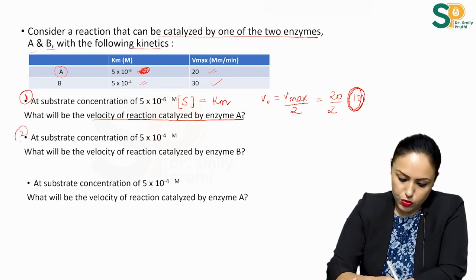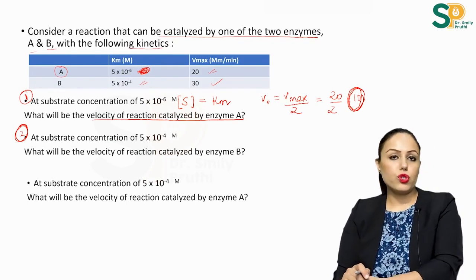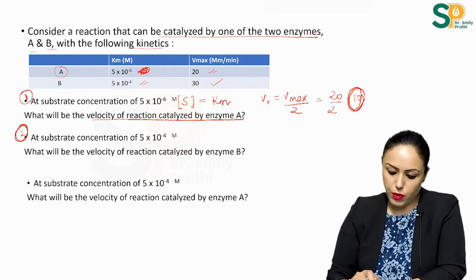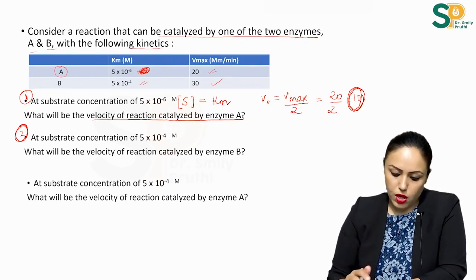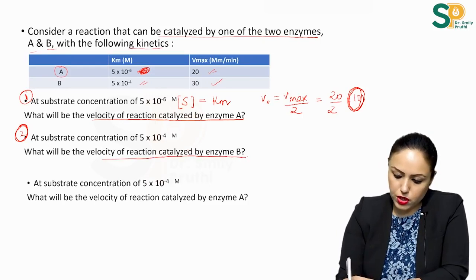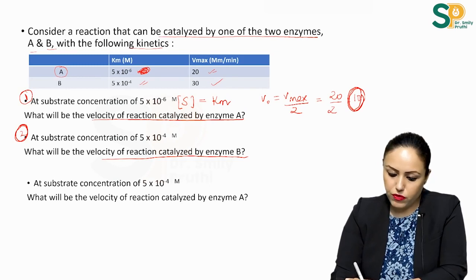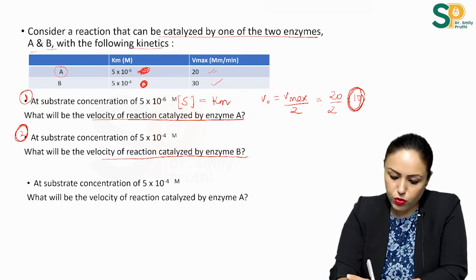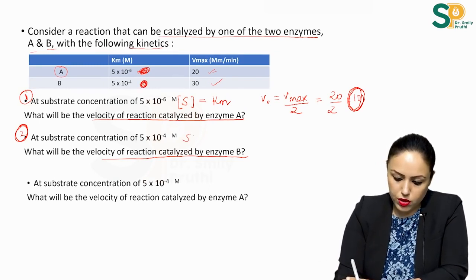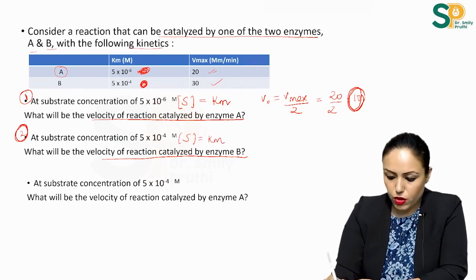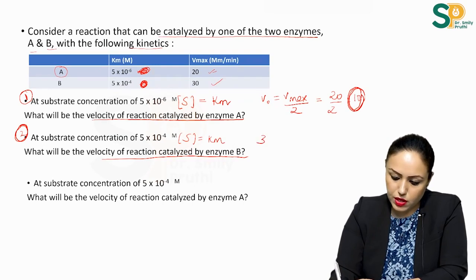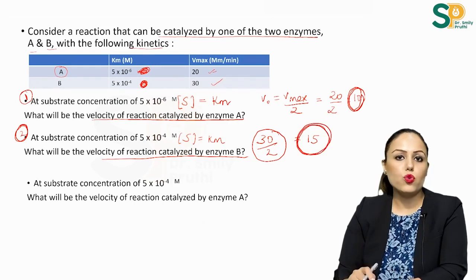Then question number 2, at a substrate concentration of 5 into 10 to the power minus 4 moles, what will be the velocity of the reaction catalyzed by enzyme B? For enzyme B, 5 into 10 to the power minus 4 is what? Km. So here again substrate concentration is equal to Km. Velocity will be half of Vmax. Here Vmax is 30. 30 by 2, 15. 15 is the answer to this question.